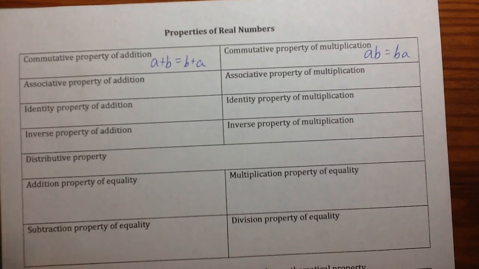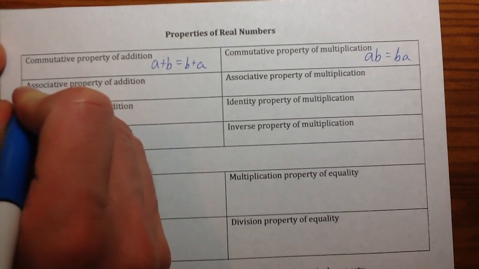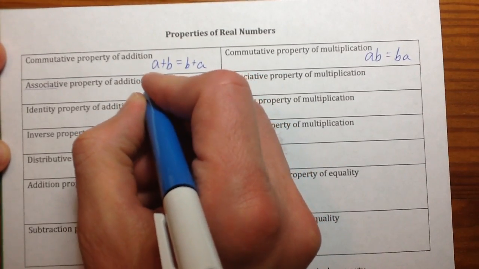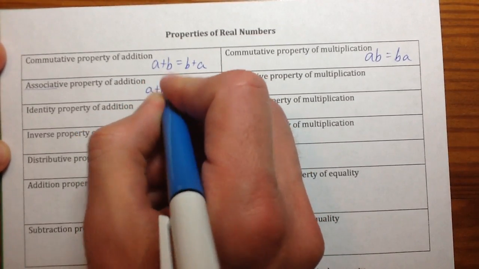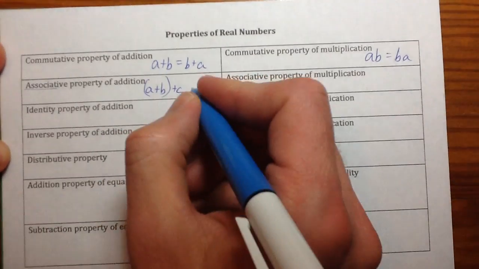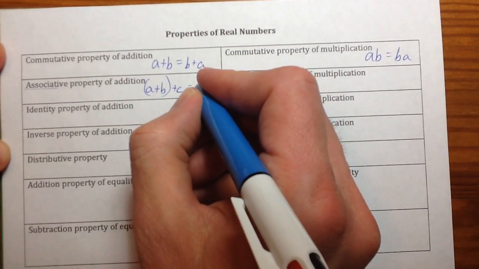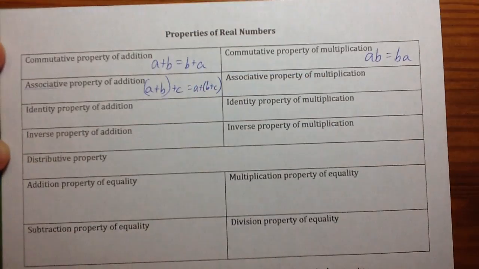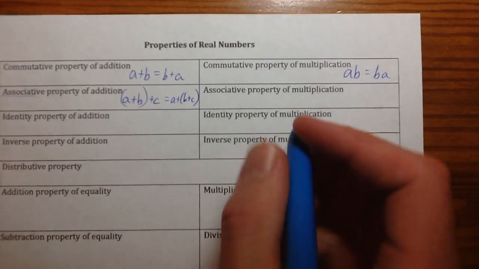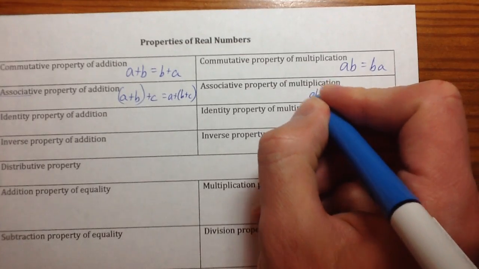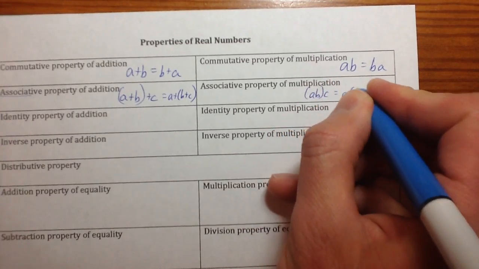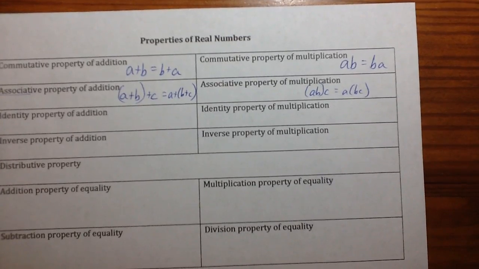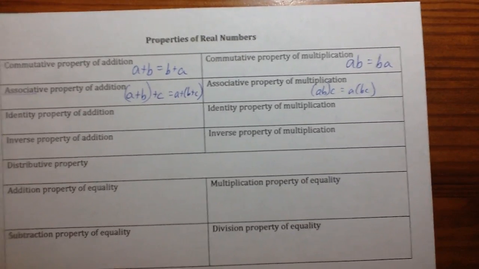Okay, associative. The word associative has the word associate kind of implied in it. It's a root word. So it's who I hang out with. So if I want A and B to be together and leave C out of the party, that's fine. I can also have A with B plus C. A is outside the party. And we can do the same thing with multiplication. (AB)C equals A(BC). Notice the parentheses there.